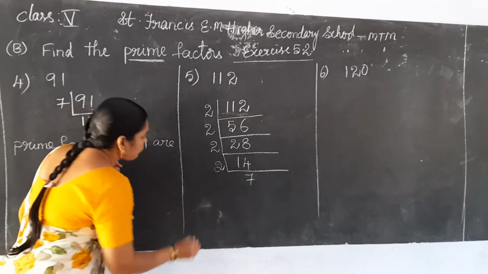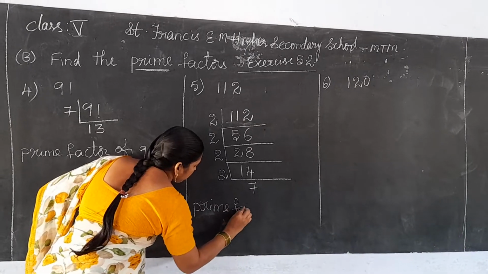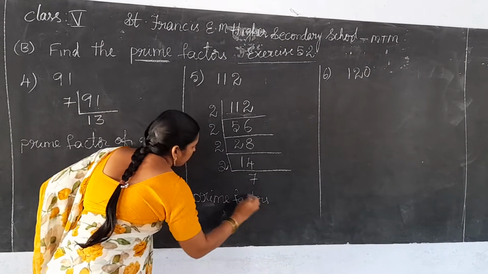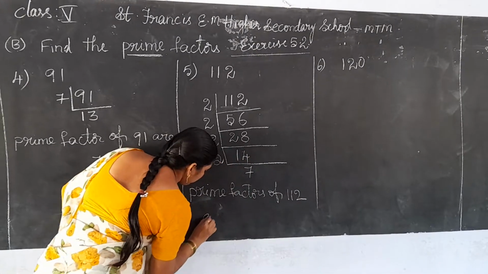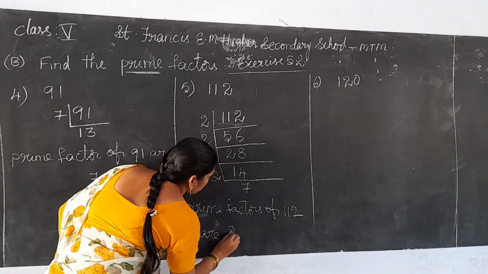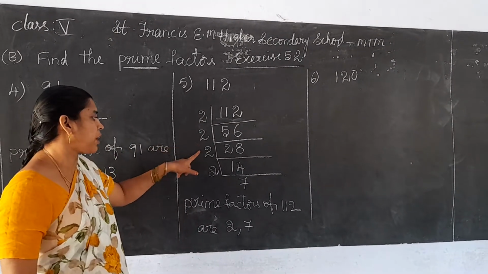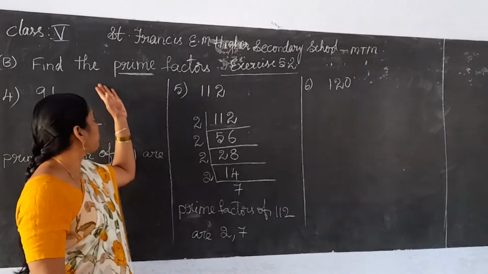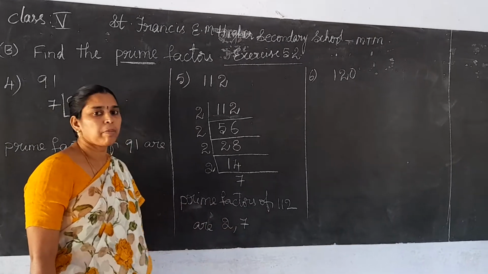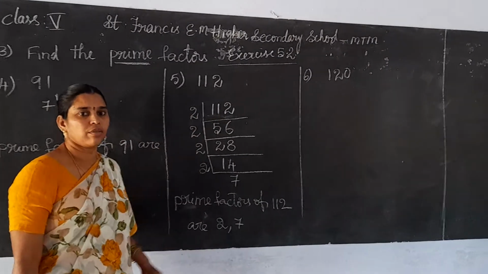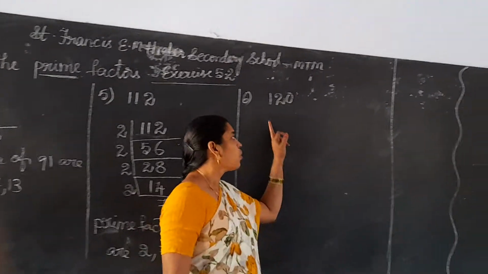So, prime factors of 112 are 2 and 7. Finding the product means you have to multiply these prime numbers. Here, only prime factors we ask. That's why 2 and 7 are the prime factors for this 112. Okay children? Then I am going to the sixth sum, 120.